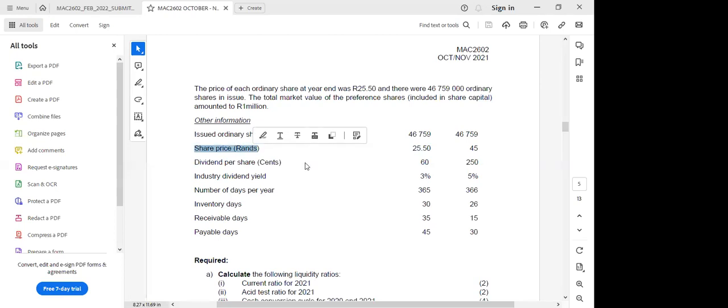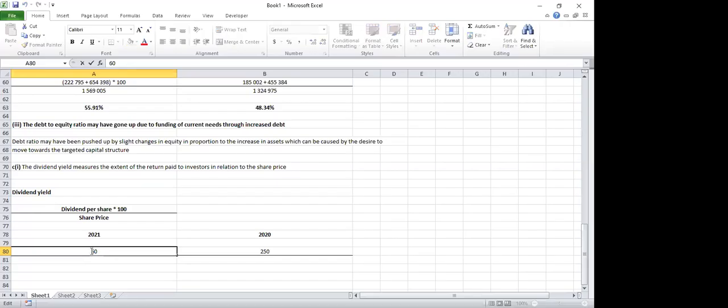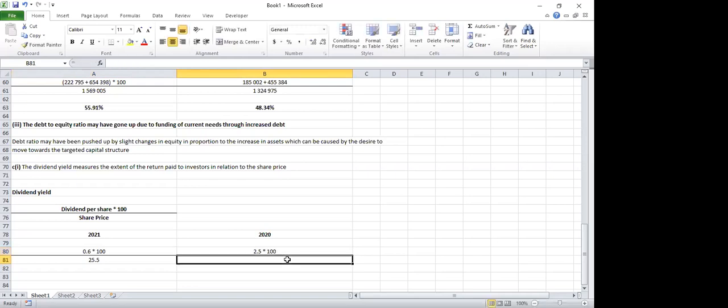Right, so we can convert this. You can either convert both of them to cents, or you convert both of them to rands. You get the same answer. So this is multiplied by 100. Then we divide by the share price, which we are given is 25.50. Multiply by 100. Divide by the share price, which is 45.